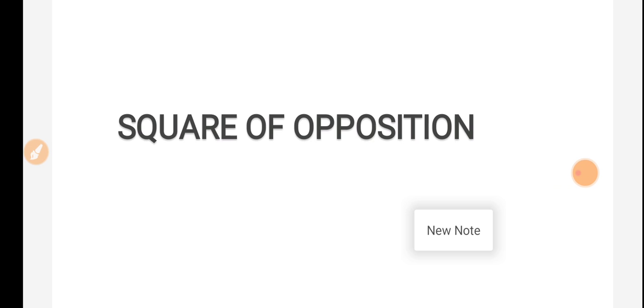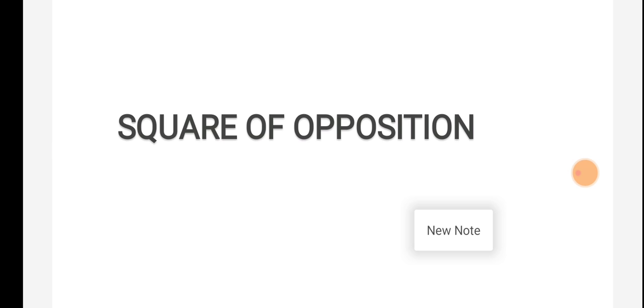Today we are going to learn the square of opposition. When analyzing the previous questions of the NTA NET examination, you can see that there was a question on the square of opposition in each and every shift. So it became important for us in our upcoming examination also.